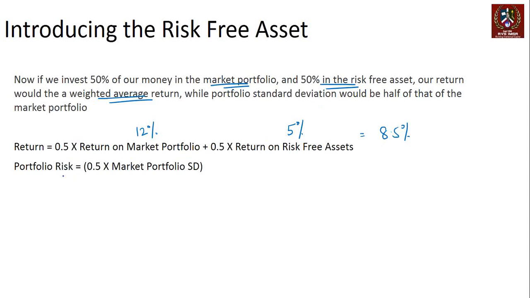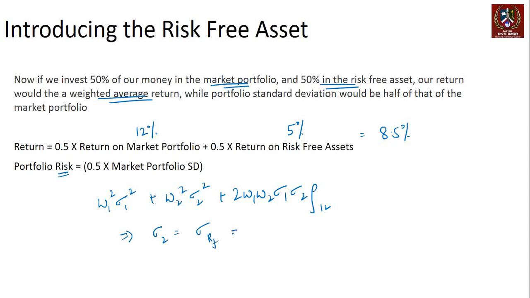Portfolio standard deviation, portfolio risk. What is the portfolio risk? Portfolio risk is weight of 1 square, sigma of 1 square, plus weight of 2 square, sigma of 2 square, plus 2 weight of 1, weight of 2, sigma of 1, sigma of 2, rho 1, 2. That's what we had discussed earlier as the formula. Now, just that in this formula, sigma 2, which is equal to sigma of the risk-free rate, is equal to 0. So what two terms become 0 here? So this entire term and this entire term both become 0.